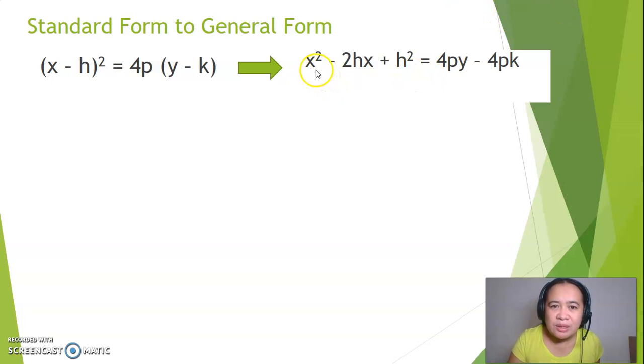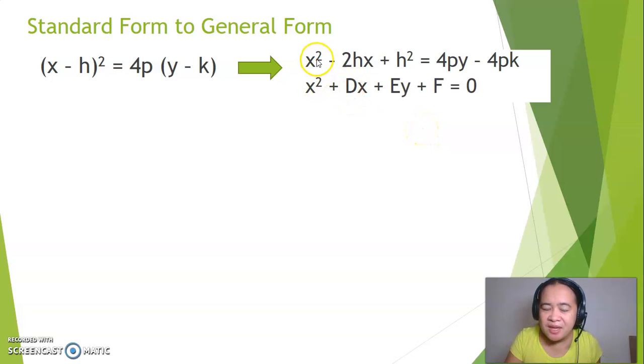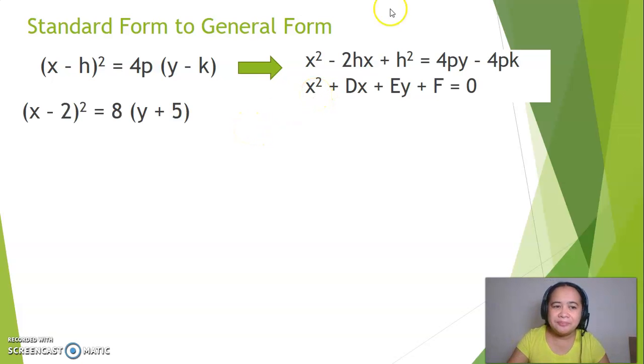Take note, we will have x squared, an x term, and a y term. And take note, h squared and 4pk are considered as constants, so we can combine them. So we can simplify here as x squared, you have an x term, you have a y term, and of course, you have the constant. Take note, for the standard general form of a parabola, only one term is being squared. Take note of that.